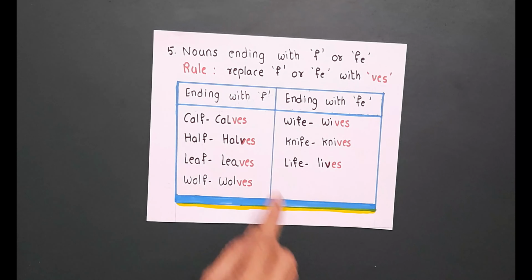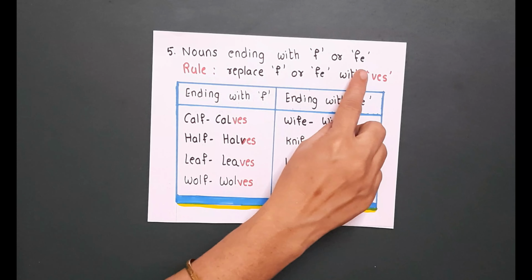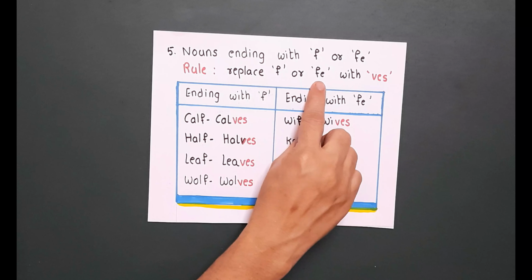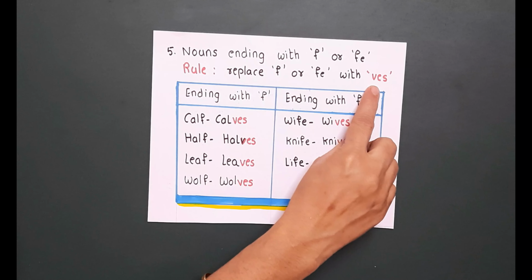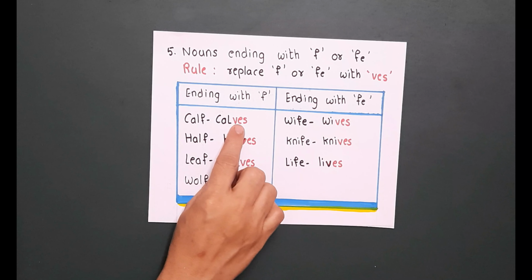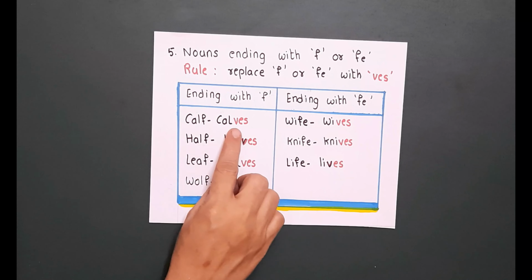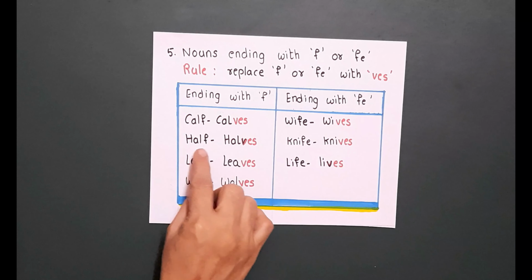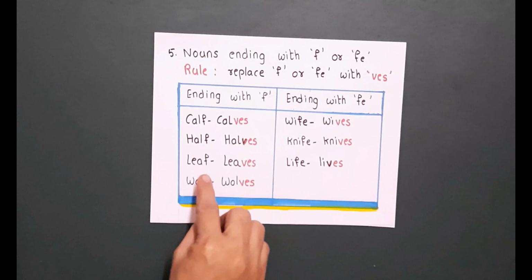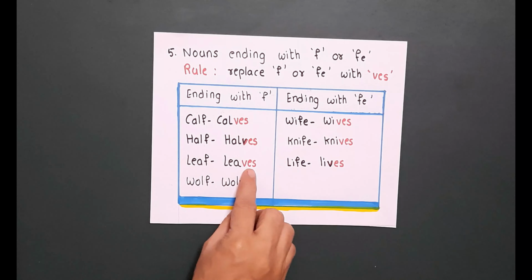The next rule is for the nouns ending with f or fe. The rule is we have to replace f or fe with ves. Like calf, f has to be replaced with ves. Therefore, plural of calf is calves. Half is halves. F is replaced with ves. Plural of leaf is leaves.